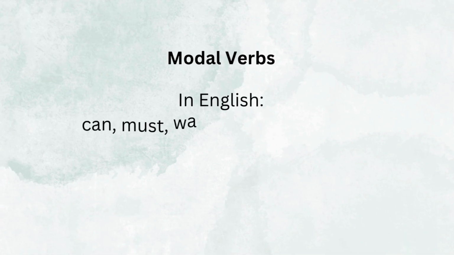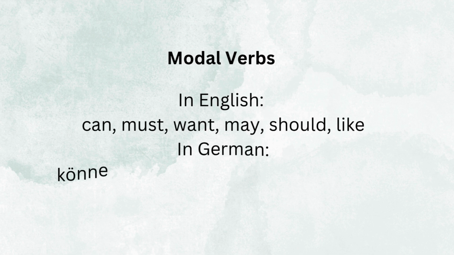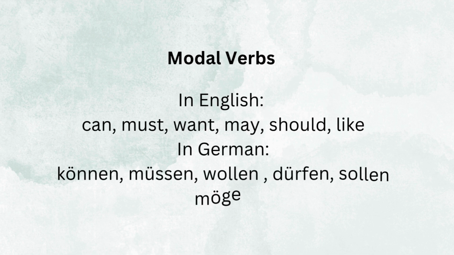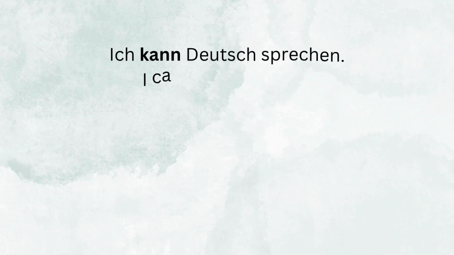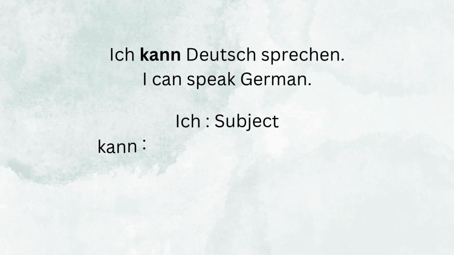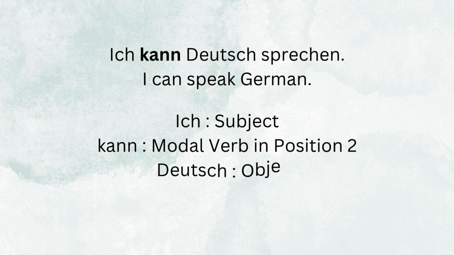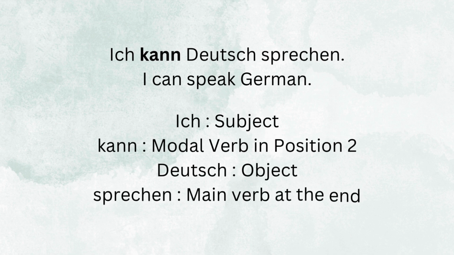Now let's talk about modal verbs. In English these are words like can, must, want, may, should, like. In German the modal verbs are können, müssen, wollen, dürfen, sollen, mögen. Here's the important rule. The modal verb is conjugated. The main verb goes to the end. Example. Ich kann Deutsch sprechen. I can speak German. Look carefully. Ich, subject; kann, modal verb in position 2; Deutsch, object; sprechen, main verb at the end.